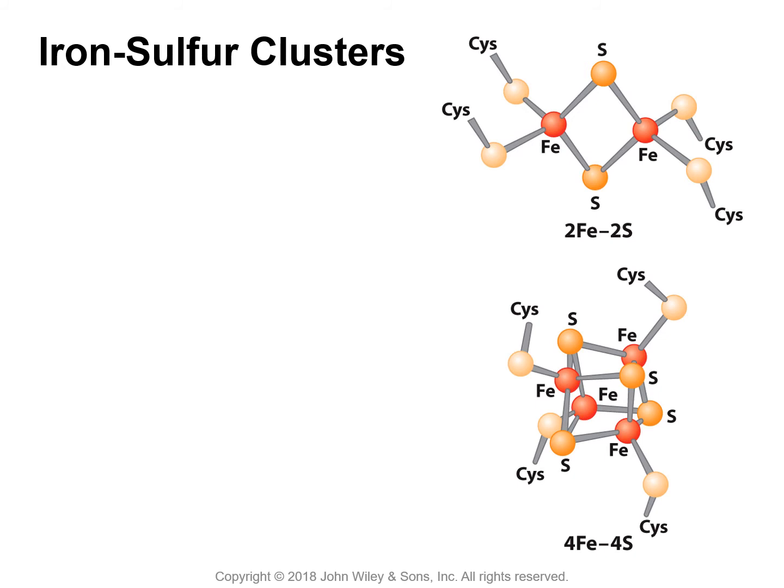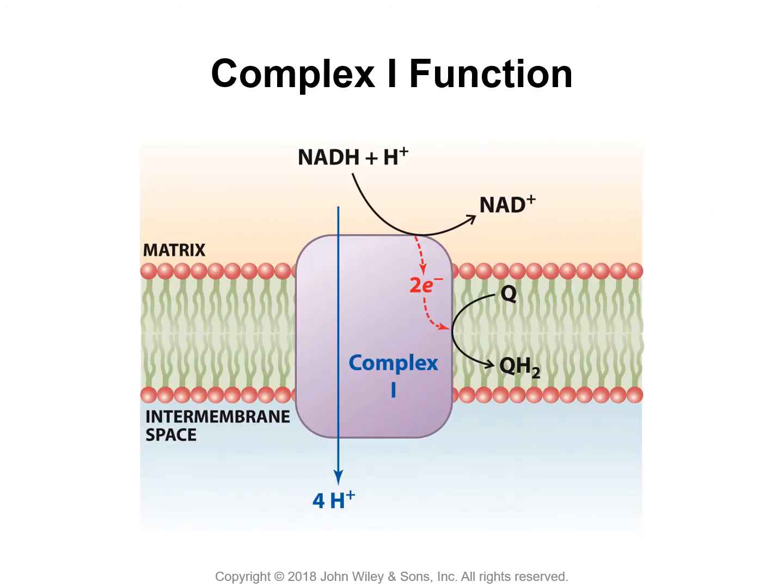Now, here, what we're looking at is complex 1. Complex 1 functions as 2 electrons from the water-soluble NADH are transferred to the lipid-soluble ubiquinone. 4 protons are translocated from the matrix into the intermembrane space. Now, with all of that, what is going on? Basically, complex 1 is handling a lot of the reactions. Now, let's see what happens next.